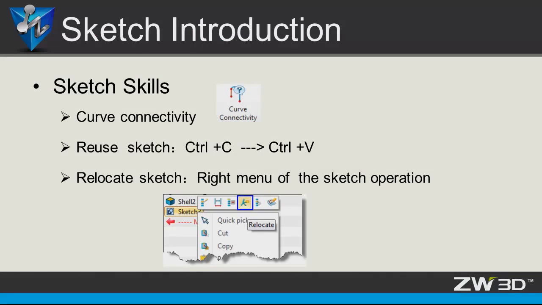Next, let's see some sketch skills. First, use curve connectivity command to check the sketch is closed or open. Second, use copy and paste to reuse sketch. Third, relocate the sketch with a command on the right menu.